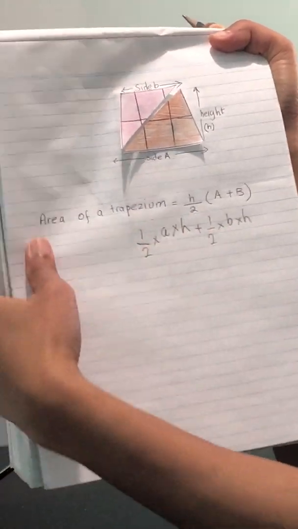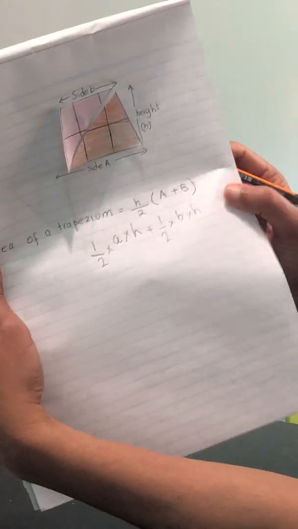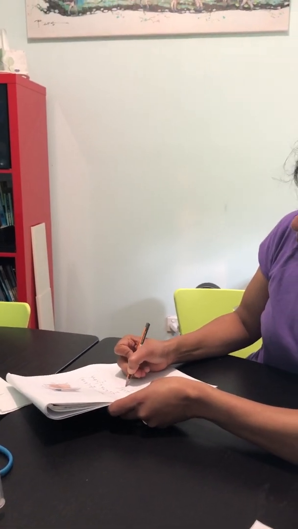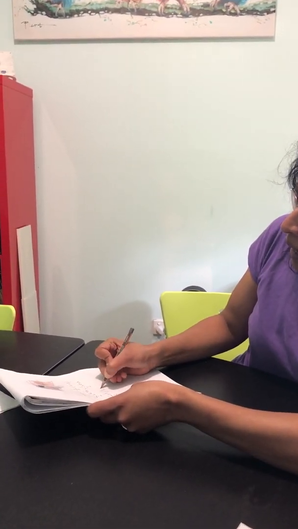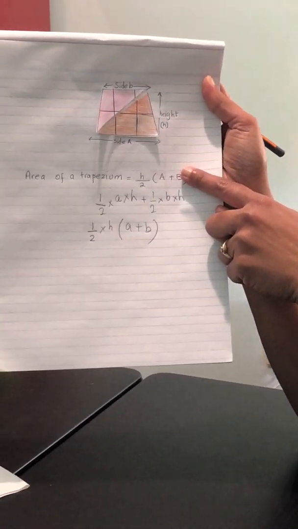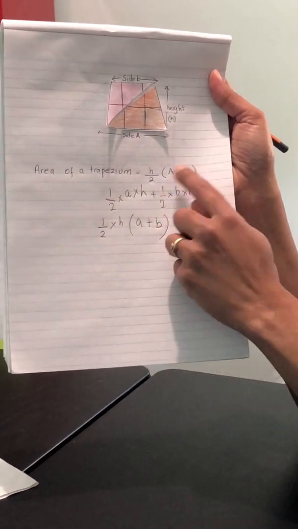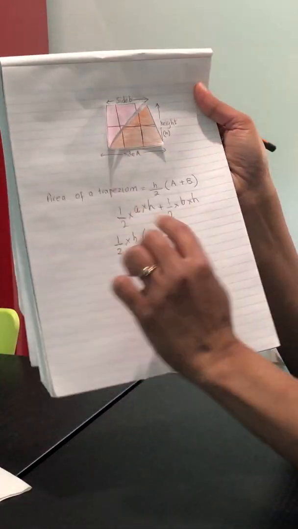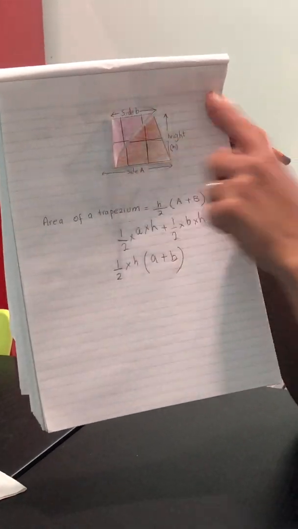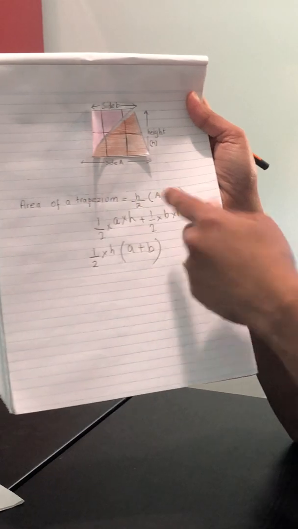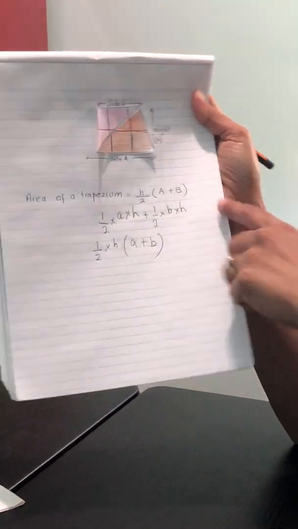So if we factorize the half and the height, we get this expression. We take the half and the H. We are left in each term with an A and a B. That's how we get the original formula, which is half times H times (A plus B), side A plus side B. So that's how we explain the formula for the area of a trapezium.